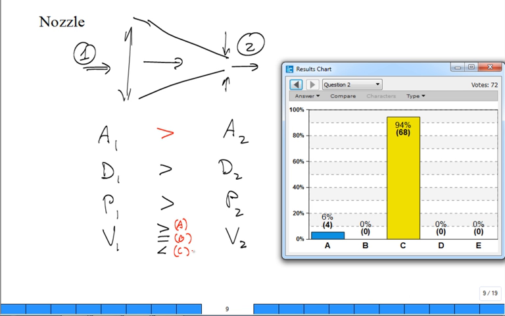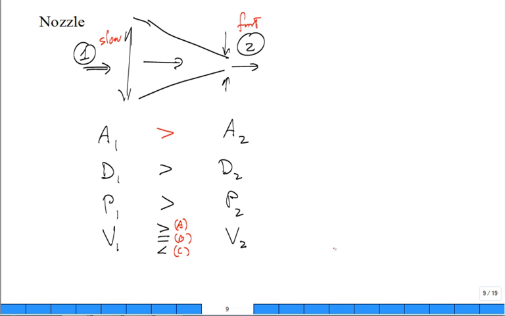Well, it does speed up. That's the purpose. So this goes out fast compared to slow input. The purpose of the nozzle is to boost up, so it's going to come out fast. Isn't C the correct answer? Yeah, well, I wouldn't say of course. Four people got it wrong, but I asked you. So there it is.